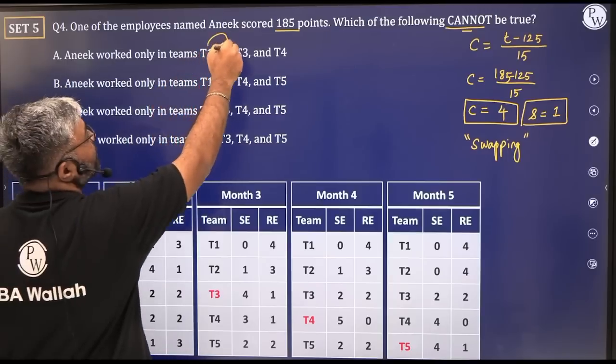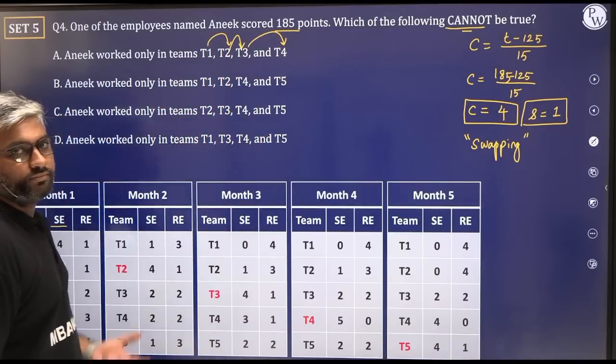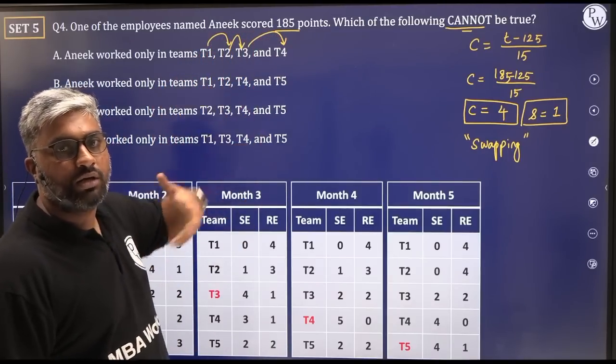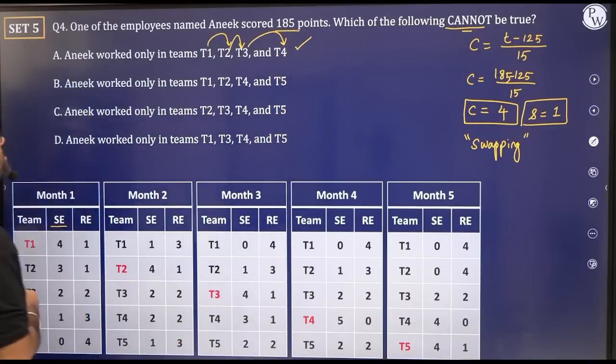Yes. Then from T2 he got sent to T3. Then from T3 he got sent to T4. That's possible. Yes, he could have worked in these 4 teams. It is possible. Yeah, highly possible. Let's look at the second one. T1, T2, T4 and then T5.